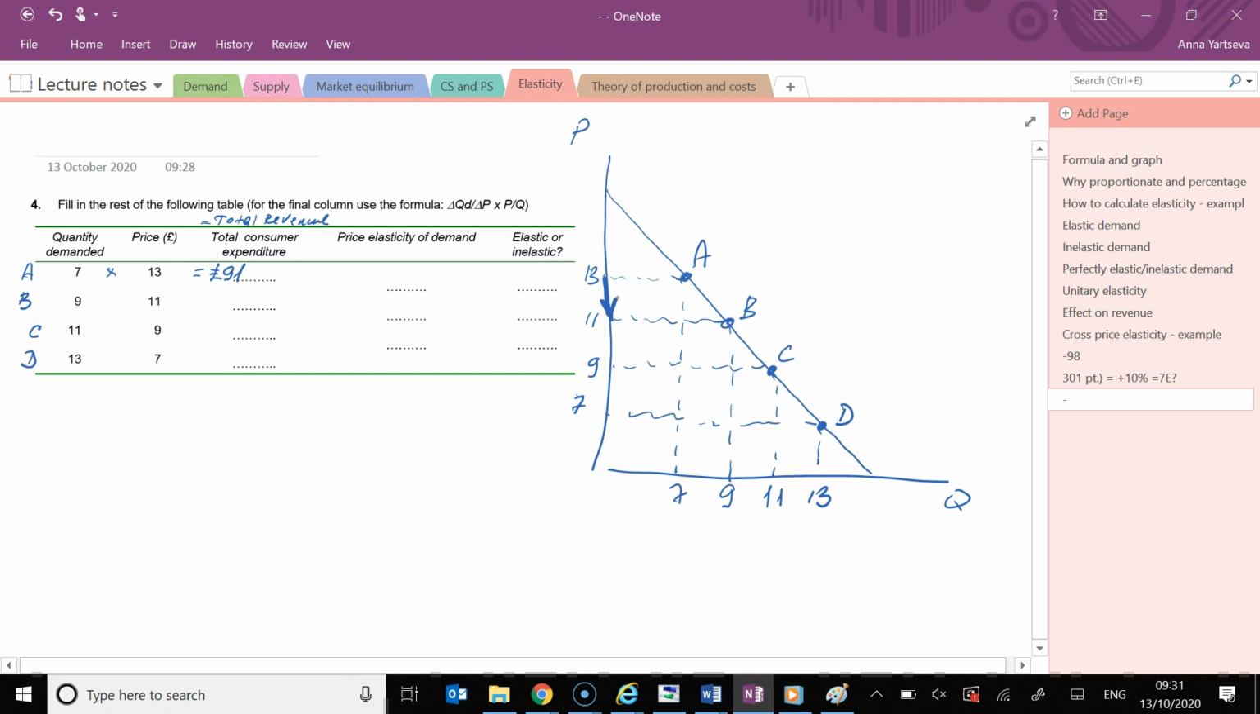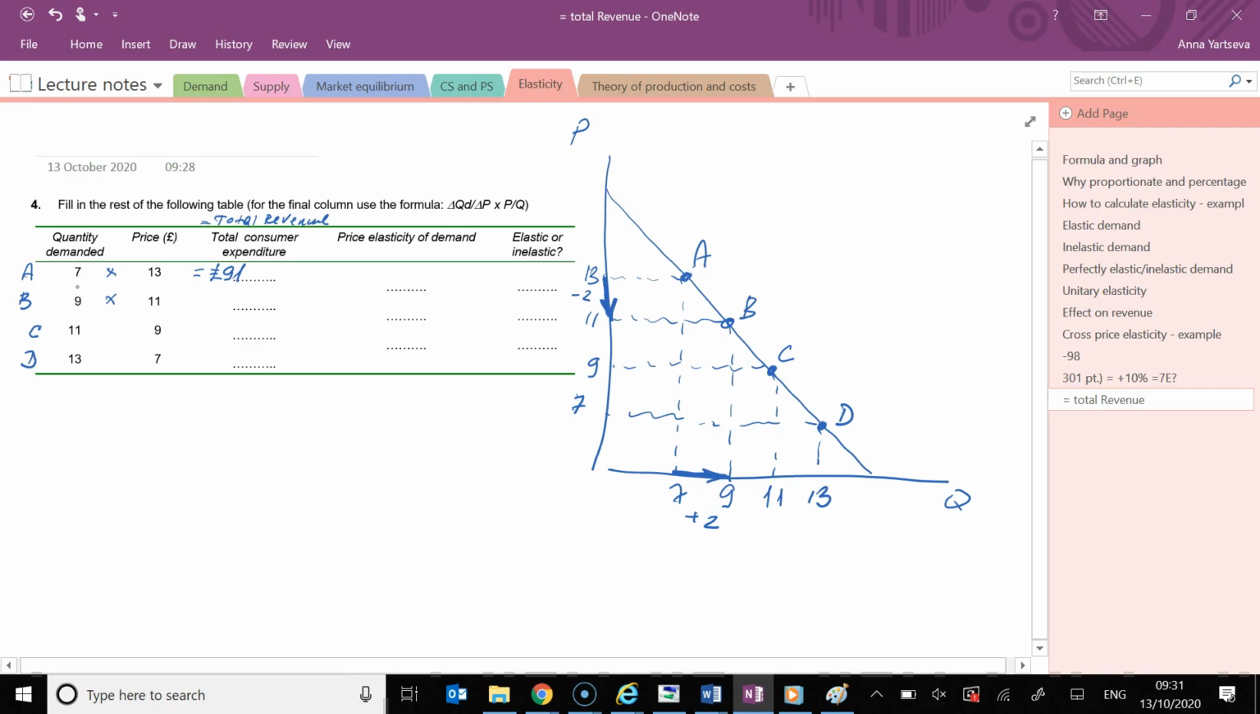Price drops by 2. And as a result, this of course leads to a larger number of customers. We managed to sell 9 units rather than 7. So quantity increases by 2 units. Price drops by 2 pounds, quantity increases by 2.